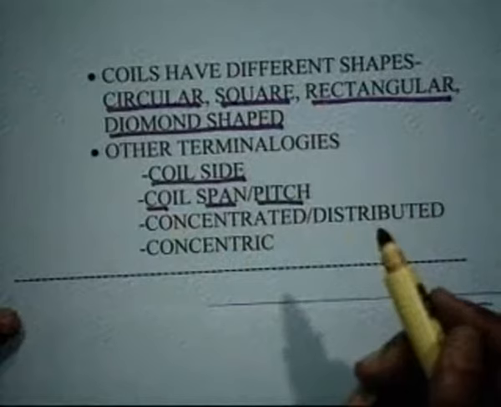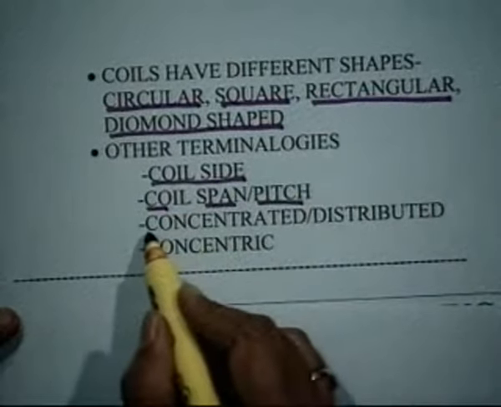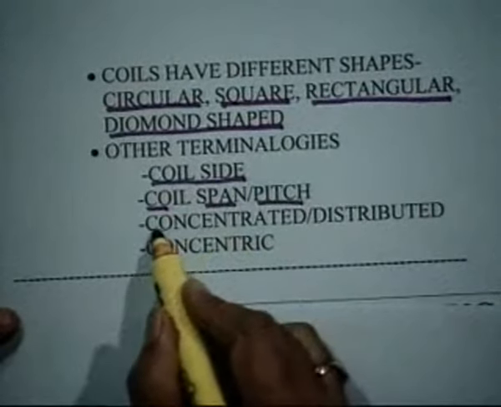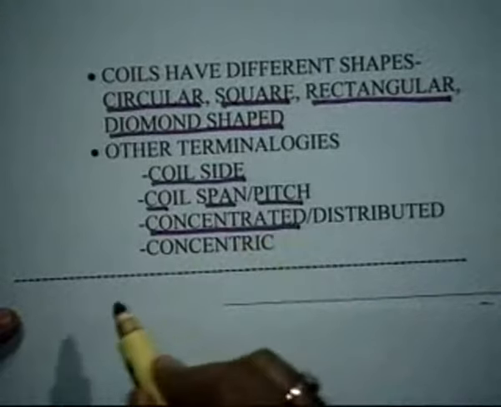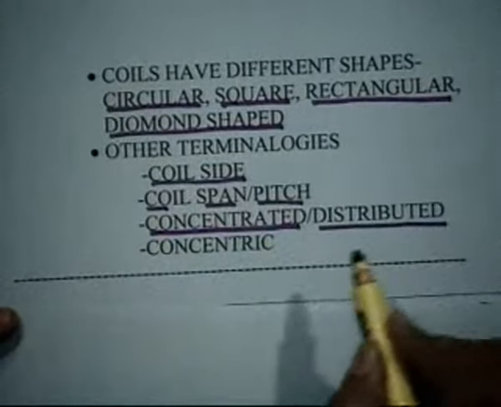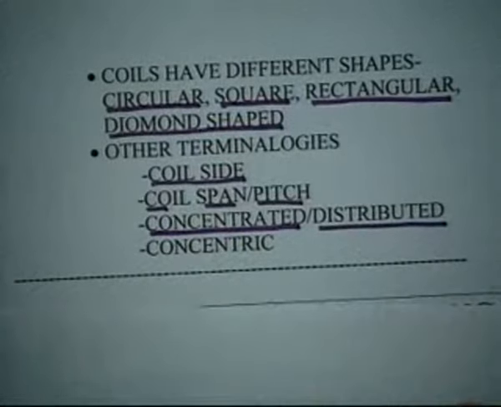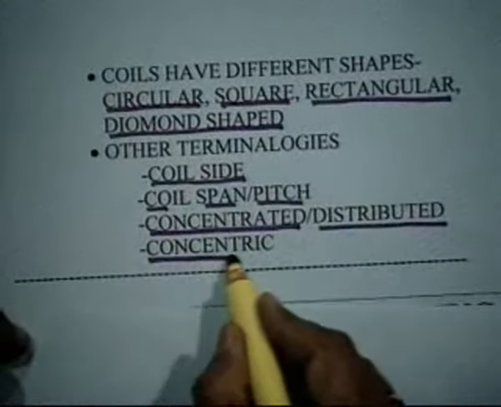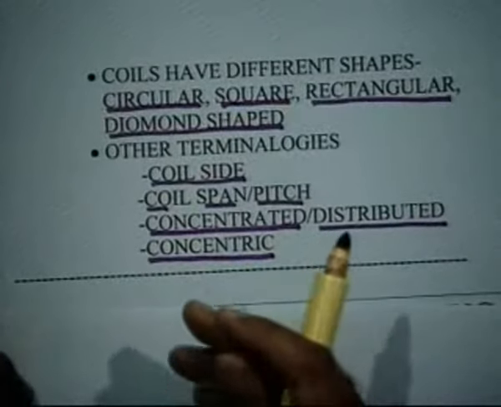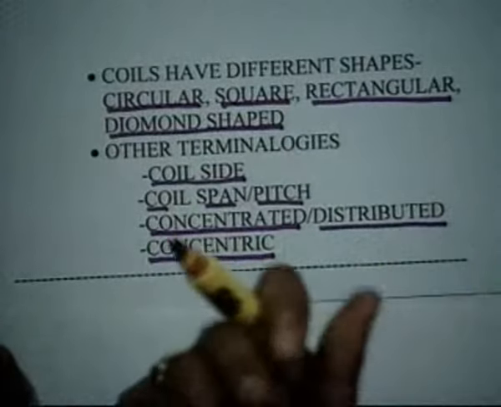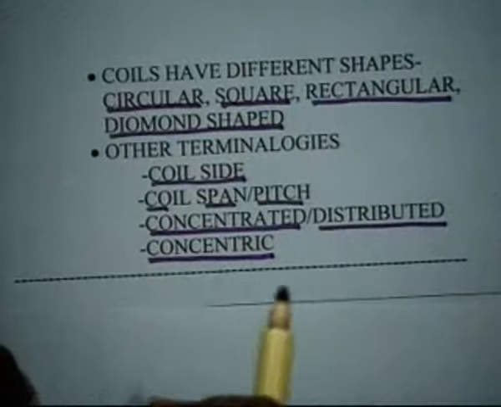And we also have another definition called a concentrated coil or a distributed coil. The winding coils can be distributed, or all coils can be concentrated and put in one place. There is another term, concentric coils. That means there are several clusters of coils whose center is the same. They are concentric coils, okay. We will show it now.